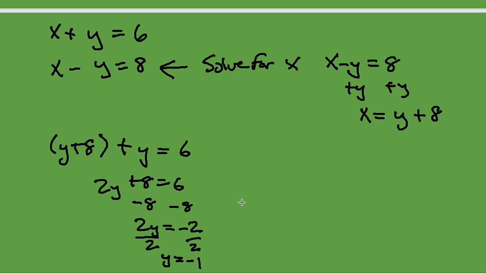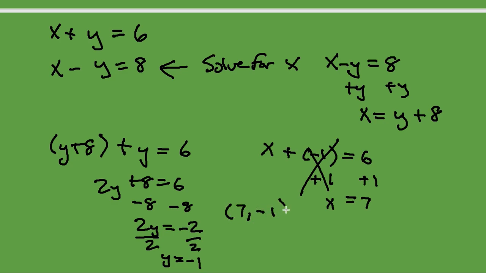So I've solved for one of the variables. Now I can pick either equation, and I'm going to substitute negative 1 in for y to find x. So we have x plus negative 1. I'm going to use the top equation here, equals 6. I'm going to add 1 to both sides, and that gets rid of that. You get x equals 7. So that means my solution, if I did this right, is the point (7, negative 1).